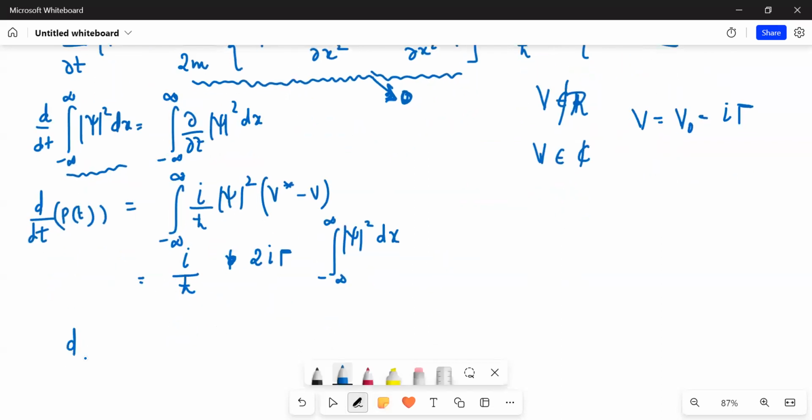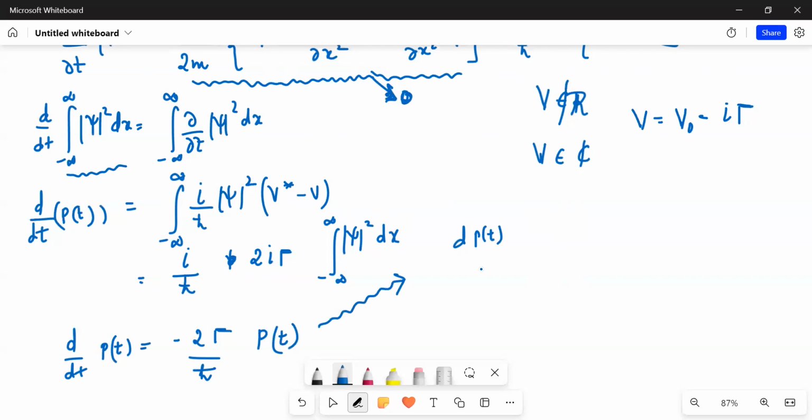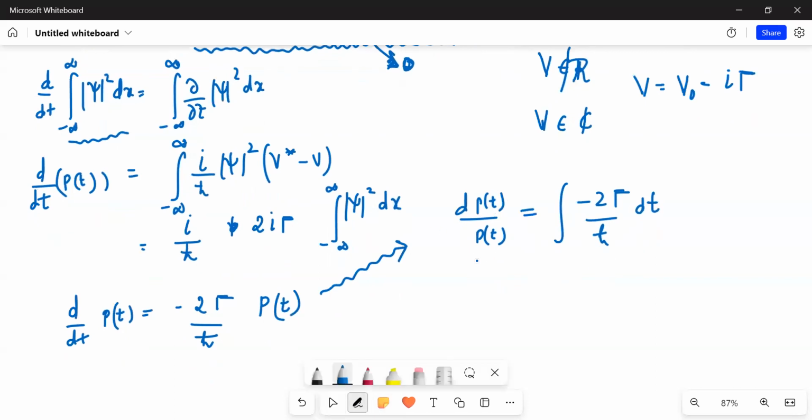So now, if you see, d by dt of your probability as a function of time is equal to this: iota will become minus 2 gamma upon h cut, and then this particular term is again probability as a function of time. Now, if you find this, you'll find that this is dP(t) upon P(t), and you take variable separable, you'll get minus 2 gamma upon h cut and this is dt. If you integrate this thing, you'll get some constant. Let us say I integrated from time t equal to 0 to some later time t. So I'll get P as a function of time is equal to P0 exponential minus of 2 gamma t upon h cut. Is that clear?